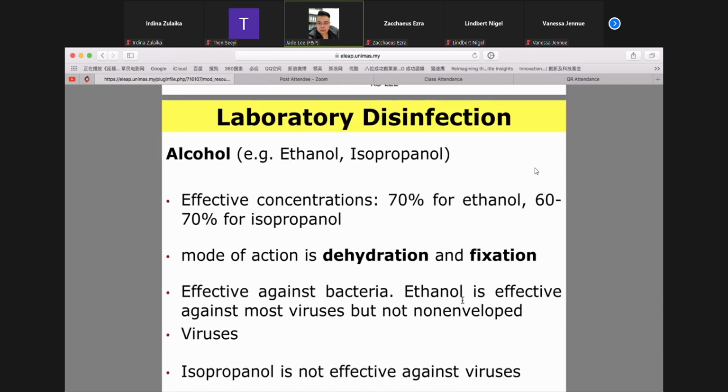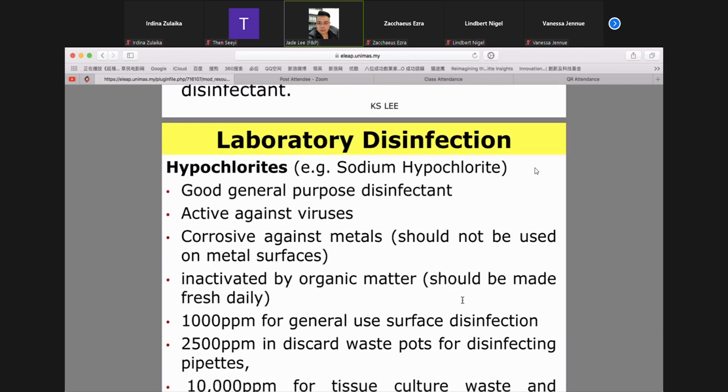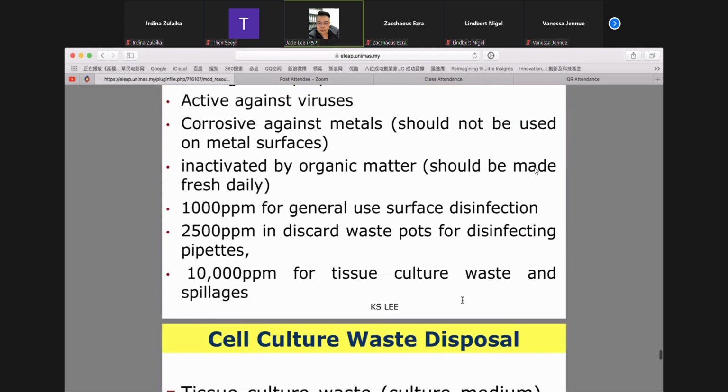For example, you have the laboratory disinfectant. Okay, for the disinfectant, you can use alcohol like ethanol and isopropanol. You can also use aldehydes and hypochlorites to disinfect your lab. Okay, but always refer to our safety officer and also the lab assistant if you want to disinfect. Usually, you'll be assisted by the lab assistant.